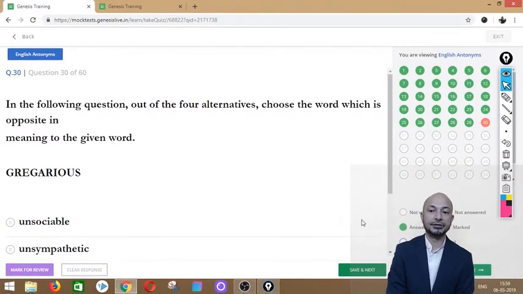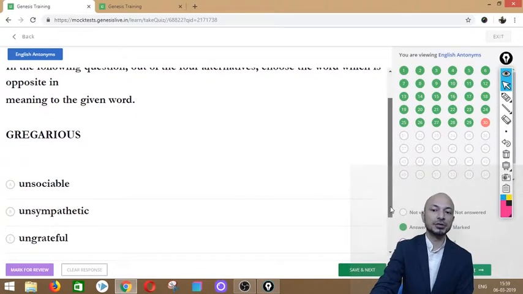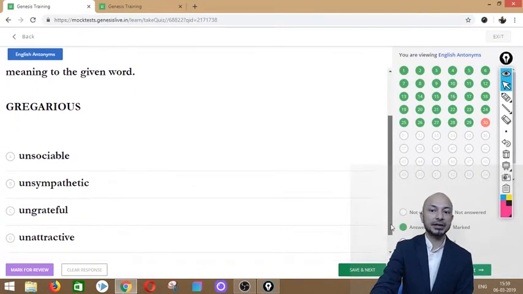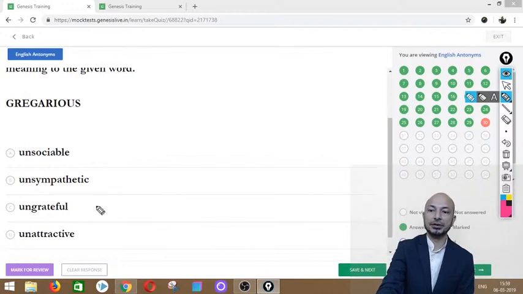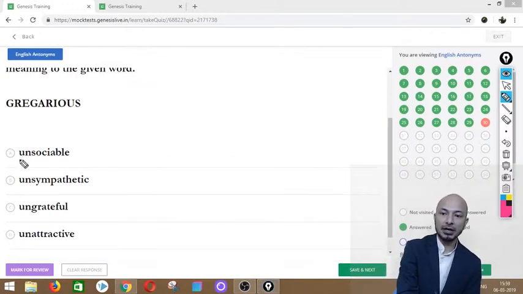So we come to question number 30. The word is gregarious, and the options given are unsociable, unsympathetic, ungrateful, and unattractive. And the right option is option A, which says unsociable.